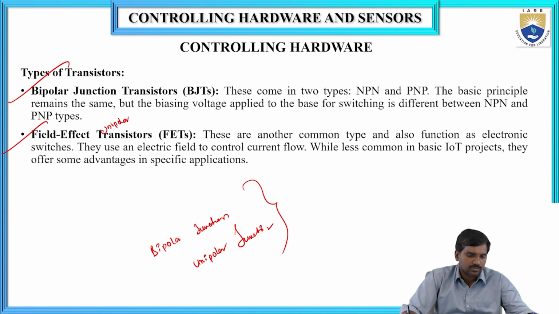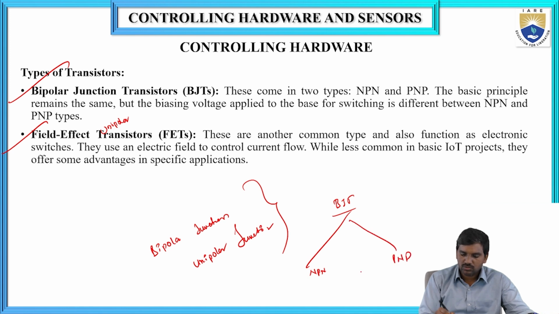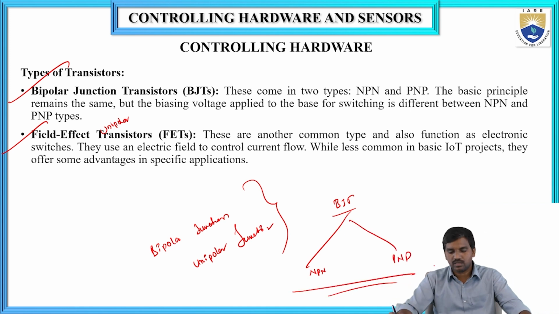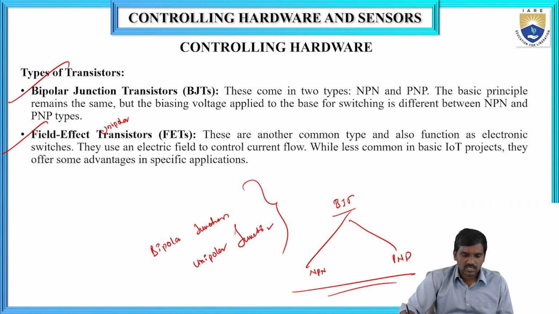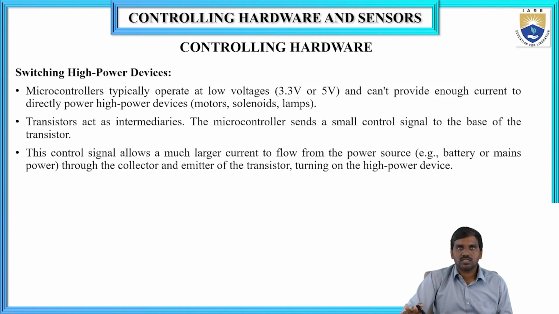So that is the main difference between bipolar junction transistor and unipolar junction transistor. BJTs are again NPN transistor and PNP transistor. So there is no need of a complete explanation for this transistor. Just we have to know what is the controlling of devices here. Types of transistor, just you have to know, that is okay.